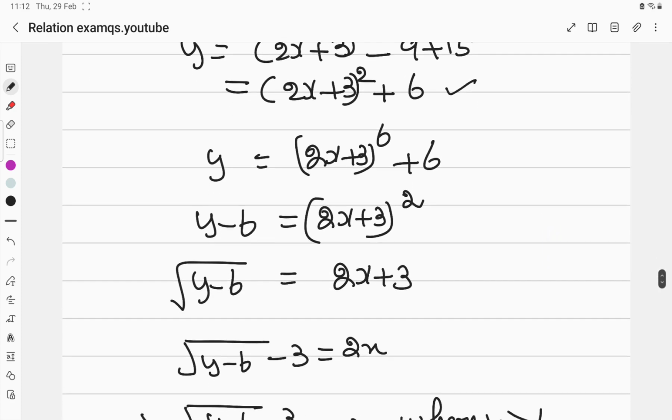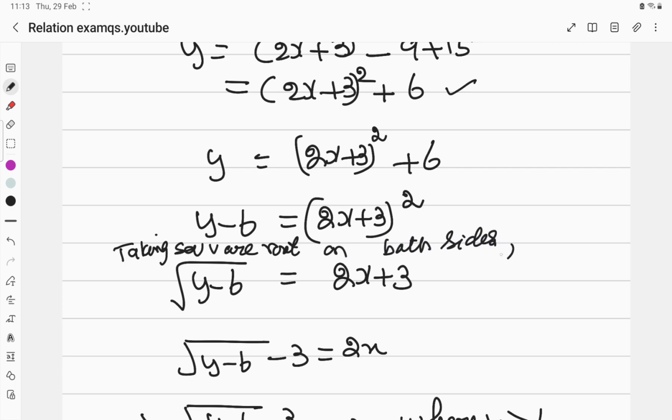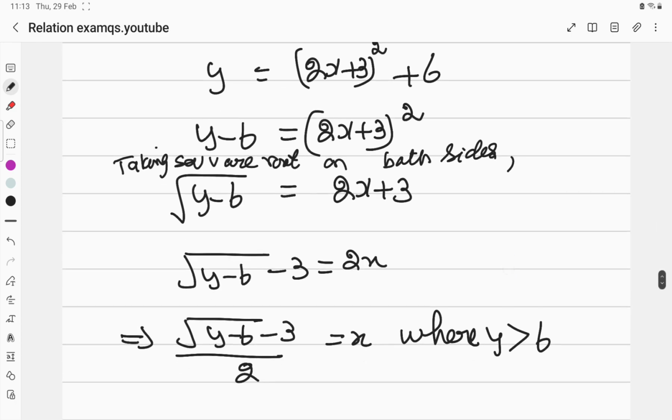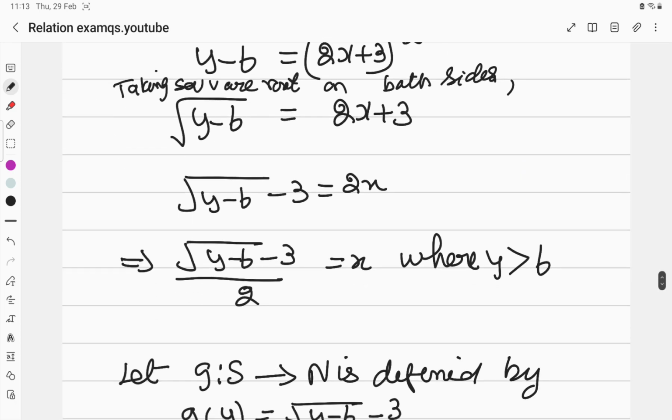So y is equal to (2x plus 3) the whole square plus 6. Y minus 6 is equal to (2x plus 3) square. Therefore, taking the square root, we get root of (y minus 6) is equal to 2x plus 3. That is, x is equal to (root of (y minus 6) minus 3) by 2, where y is greater than 6.